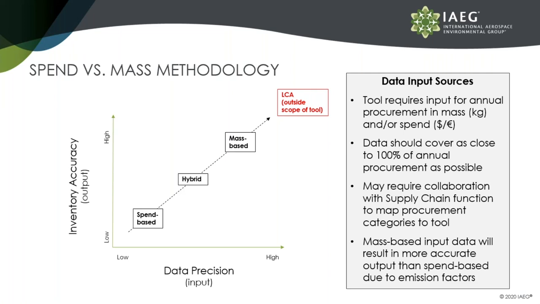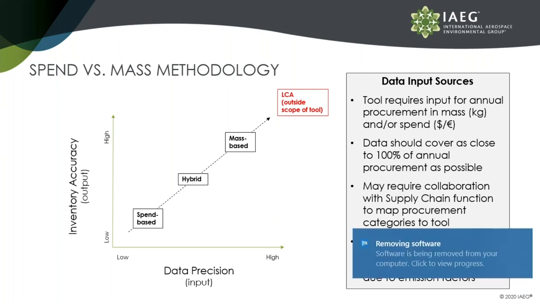So as noted in the box, the tool requires input for annual procurement in either mass of material used, by material type, and we'll get into those categories in a minute, by kilogram, and/or spend, and you can put in dollars or euros in order to generate the output. You should try to have the data, whether you're picking spend or mass-based, be as close to 100% as you can. So if you're going to go with spend-based, you want to get as close to 100% of your annual procurement for purchased goods and services and capital goods as you can. Similarly, you want to get as close to 100% of the mass of materials used.